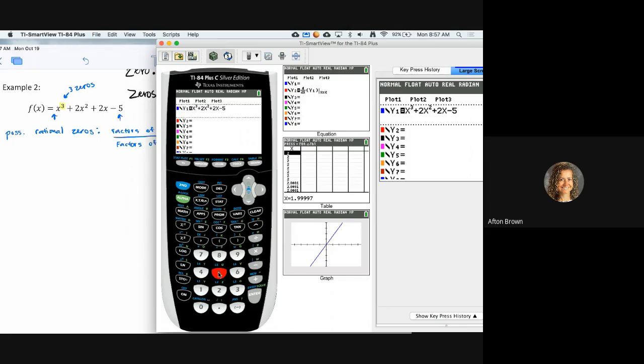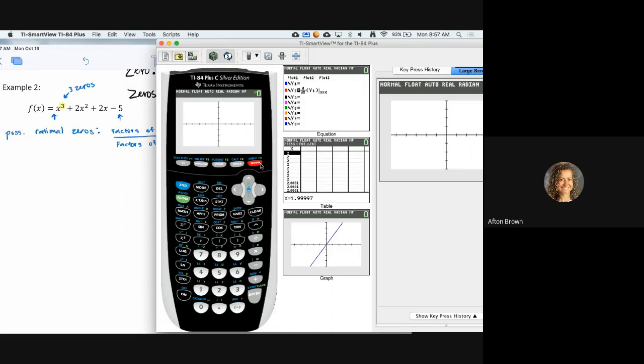Okay. What's the most number of times that this graph could cross the x-axis? 3. 3, because of degree 3. Okay, it's possible it might only cross once and then have 2 imaginary. So let's look at the graph.